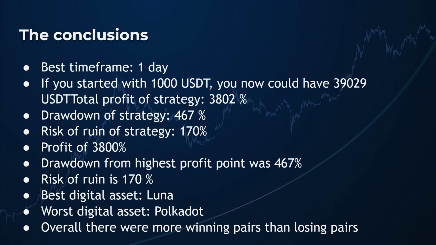In this case, Luna performed the best with 57% wins and more than 500% profit. Polkadot was the worst performing asset in this portfolio with a win rate of only 18% and a loss of 772%. Overall, there were more winning pairs than losing pairs with this strategy, and that's hopeful. So I'm now going to enter the results in the overall strategy comparison sheet.